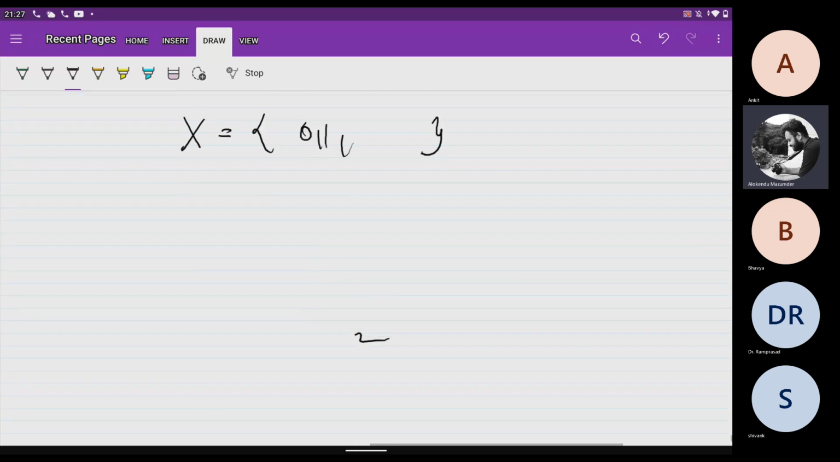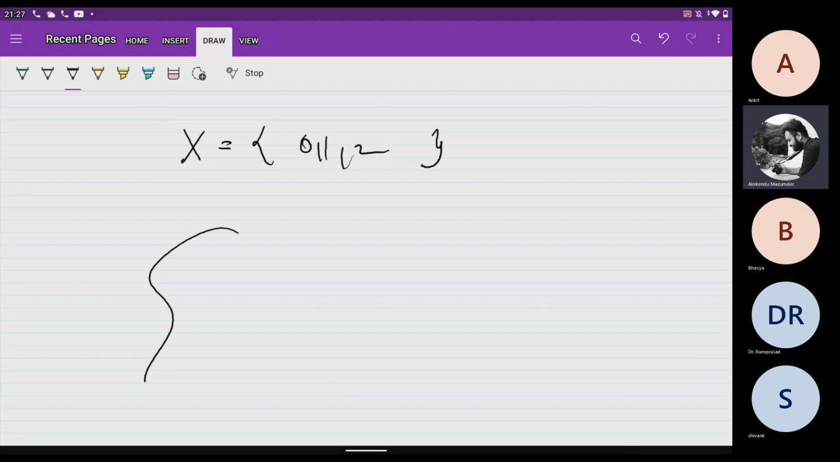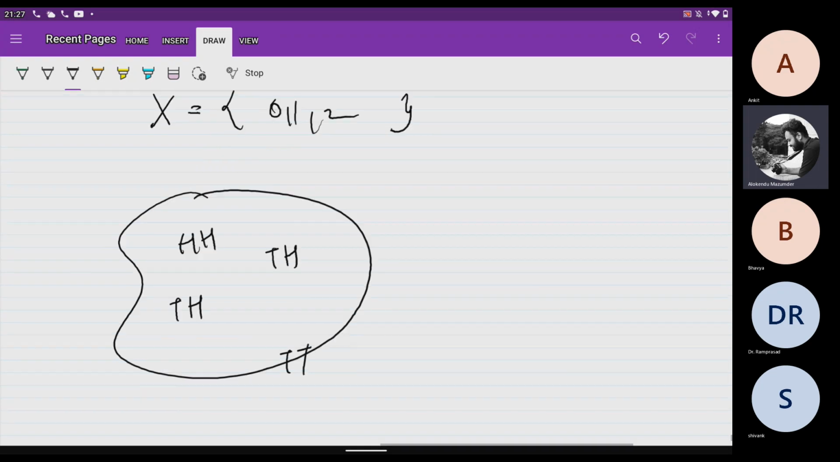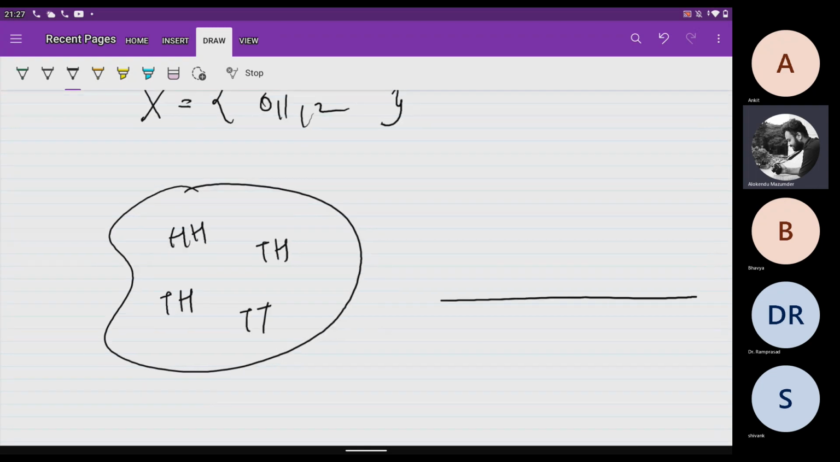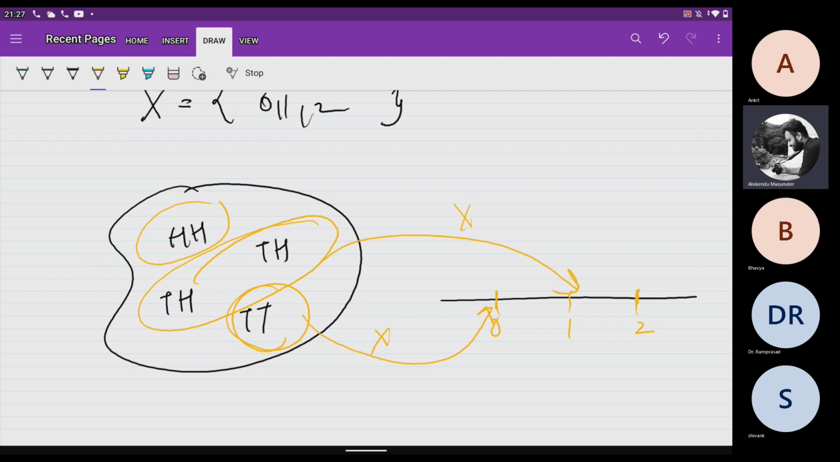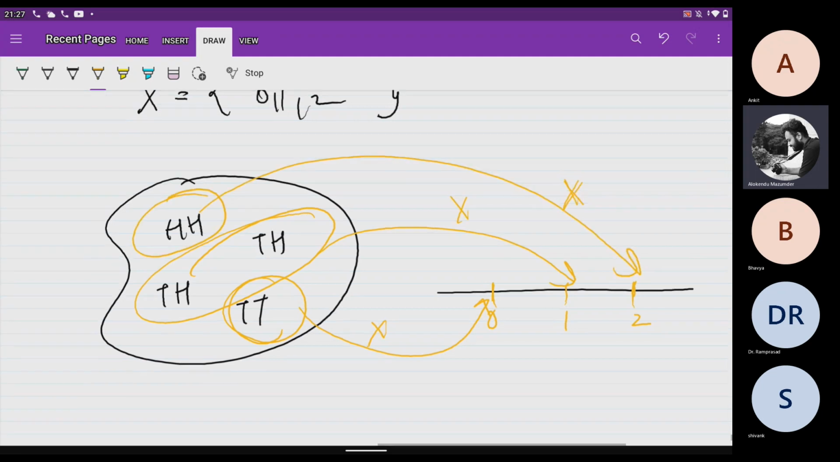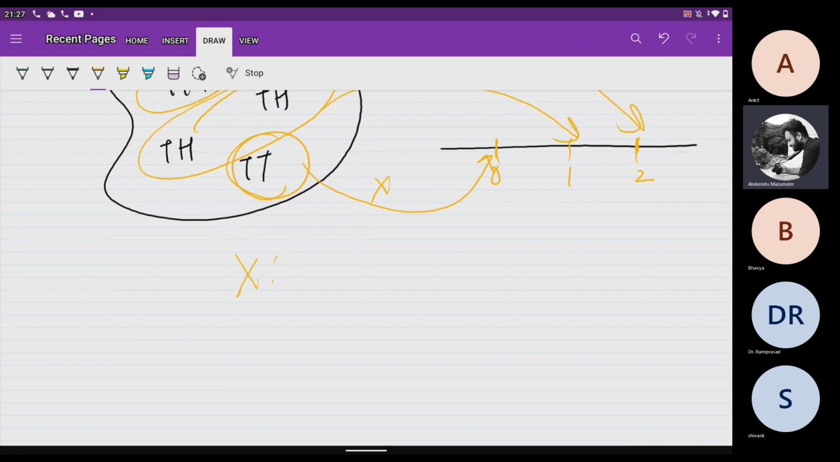There was a sample space where these elements were there. Now you are using the x to map them on a real line, right? In real line, I have 0, 1, 2. So this particular point is being mapped to 0 via x. These 2 points are being mapped to 1 with x, and this particular point is being mapped to 2 with x. So when you define a random variable, it's basically a mapping from sample space to a real line. This is known as a random variable.